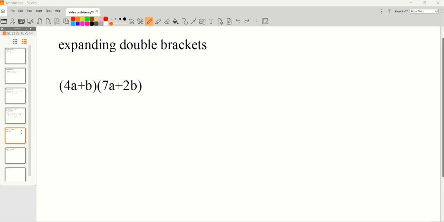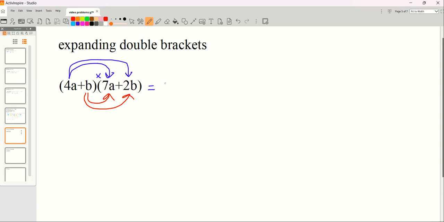The way to do this is you have to keep in mind that these two parentheses need to completely interact with each other by multiplication. Okay? The first thing you have to think of is every term in the first parentheses will multiply with every term in the second parentheses. What do I mean by that? That means 4a multiplies with 7a and 4a multiplies with 2b, as well as b multiplies with 7a and b multiplies with 2b. So let's go ahead and do that.